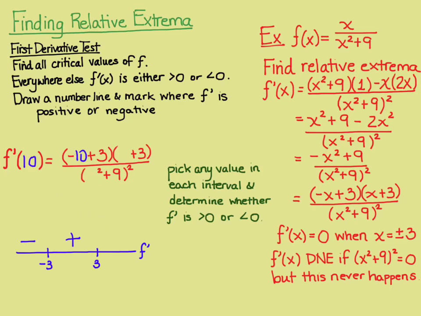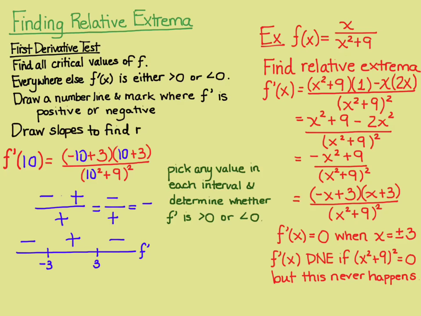Finally, we want to choose a number that's in the interval from 3 to infinity. And I'm just going to pick my favorite number in that interval, which is 10. If I plug 10 into my derivative, I see that I'm going to have a negative times a positive in the numerator, and the denominator is always positive again. So we're going to have a negative over a positive, which gives me a negative. So once again, in that interval, I'm going to draw a negative.